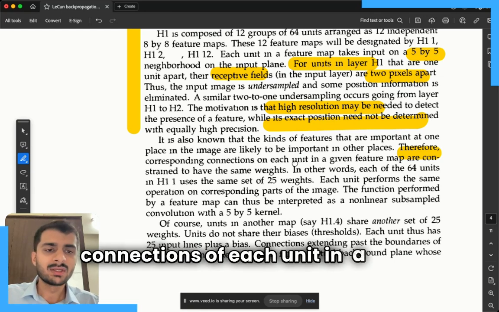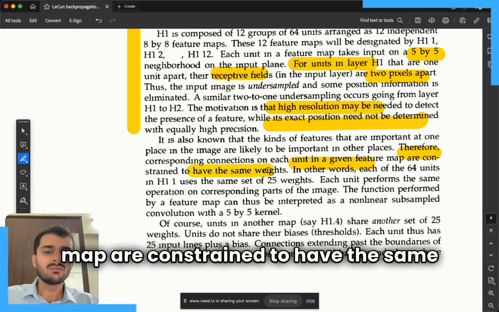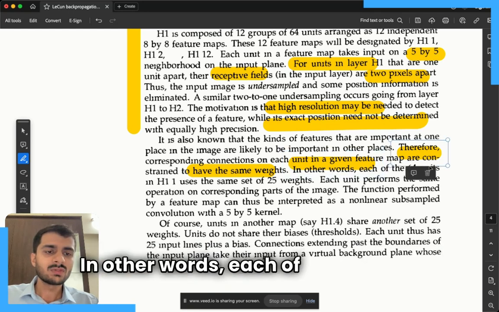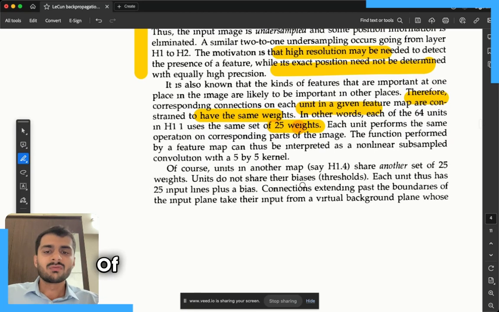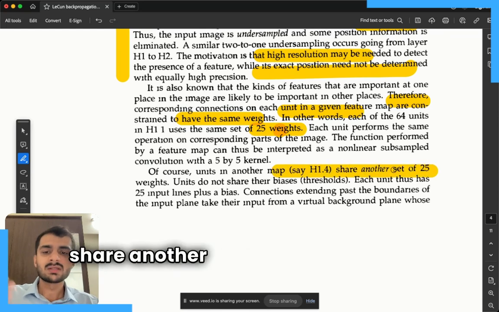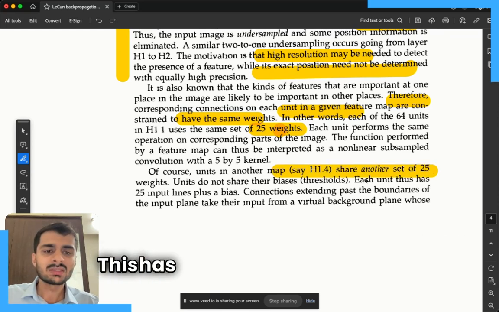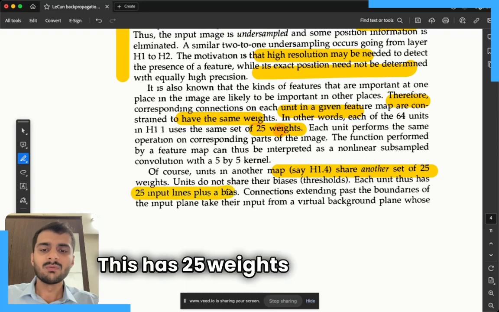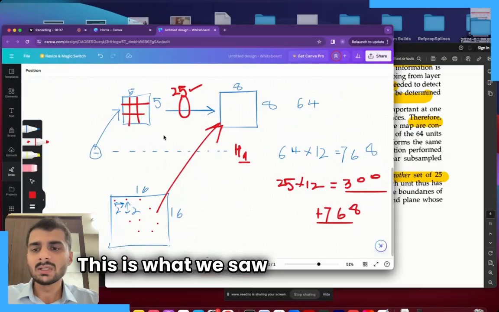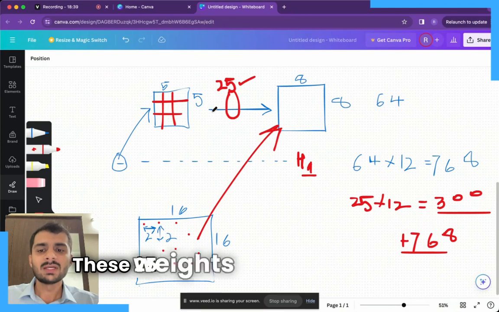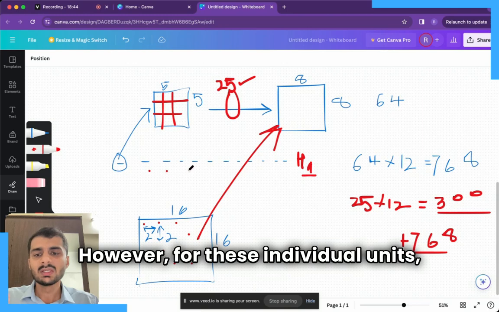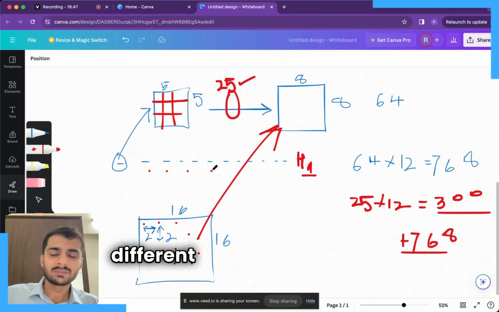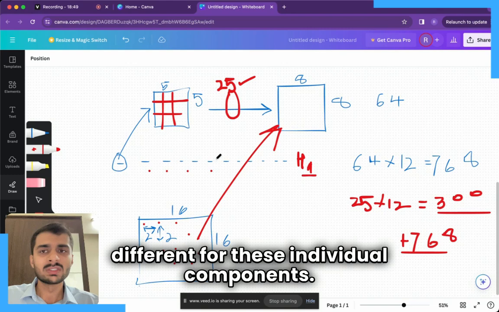Now let's come to the next one, which says that corresponding connections of each unit in a given feature map are constrained to have the same weights. In other words, each of the 64 units in H1 uses the same 25 weights. Of course, units in another map share another set of 25 weights. Each unit thus has 25 weights plus a bias. This is what we saw in our diagram. These 25 weights remain exactly the same for this entire operation. However, for these individual components, these 25 weights are going to be different.